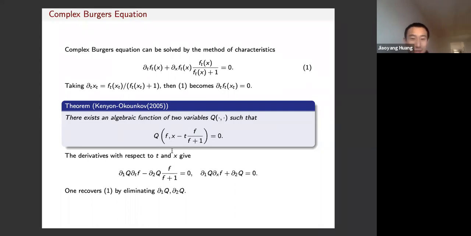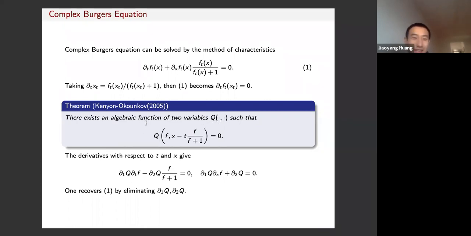And take the derivative with respect to t, you get this one. With respect to x, you get the second one. And then you eliminate the Q derivatives. You get back to this complex Burgers equation. So in other words, given any such Q, the solution f(x, t) gives a solution for the complex Burgers equation. But the hard part of this theorem is they actually prove that given any polygonal domain P and the limit shape, the corresponding complex slope, there exists such a Q.